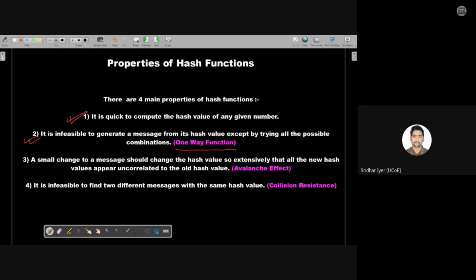Third is the avalanche effect. So a small change to a message should change the hash value drastically. Am I clear? This is your third property. And fourth one is collision resistance, that also we have seen. That is, it is infeasible to find two different messages with the same hash value.